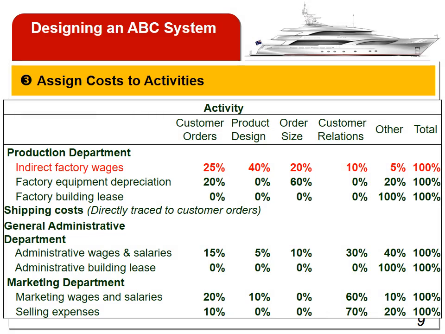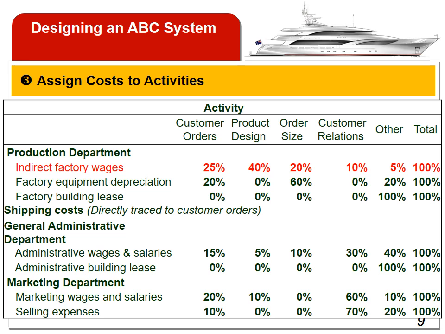Step 3. Assign costs to activity. This is also called first stage allocation. The cross-functional employee interviews resulted in the resource allocations as shown. Notice, the indirect factory workers allocated 25% of their time to the customer orders activity, 40% of their time to the product design activity, 20% of their time to the order size activity, 10% of their time to customer relations, and 5% of their time to the other activity.